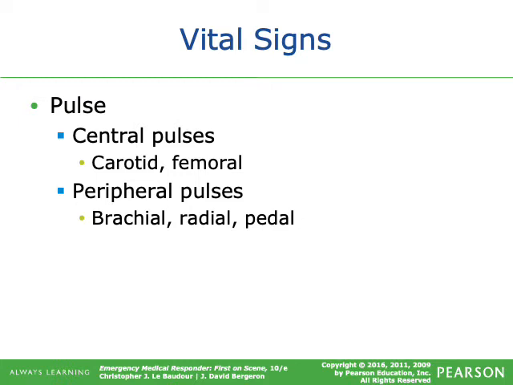Peripheral pulses include your brachial, your radial, or your pedal pulses. The most common pulse point to check on an adult patient is radial. On a young child it's generally the brachial. It's just an easier, larger anatomy that you can actually feel a good pulse in.